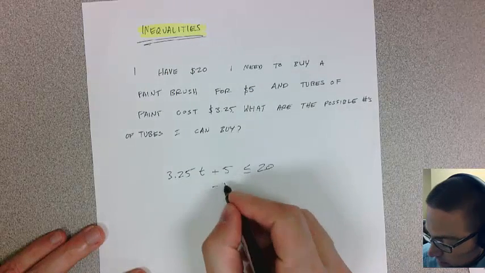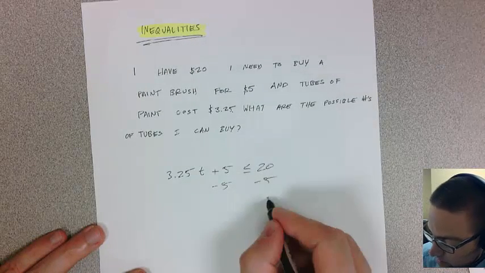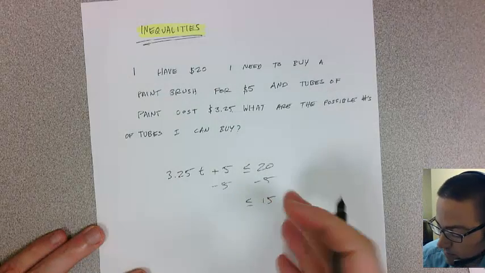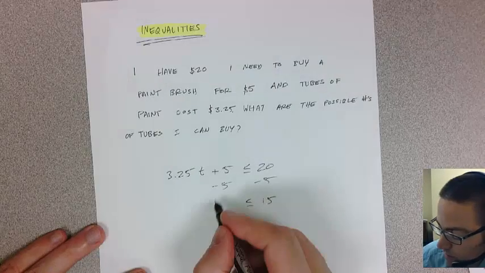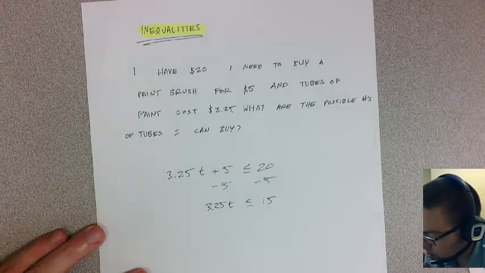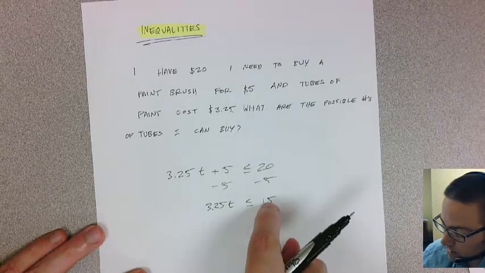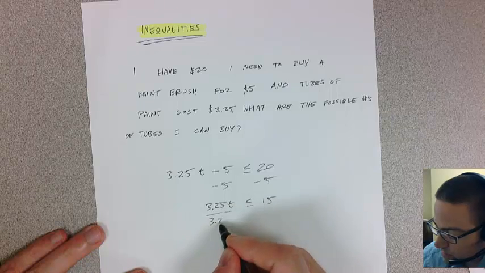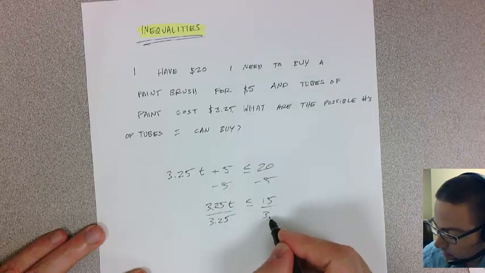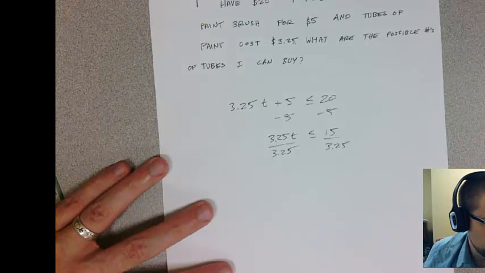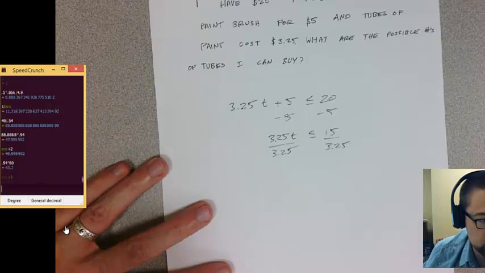I would subtract 5 from both sides, right? So $15. After I spend the $5, I have $15 left to spend on the tubes of paint. So then I have 3.25 times the number of tubes. I could divide this 15 up into how many tubes I can get out of that. Maybe here I get my calculator, and I estimate it's around 5. But let's get an exact answer.